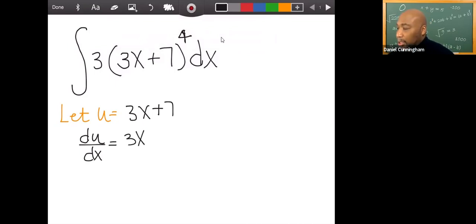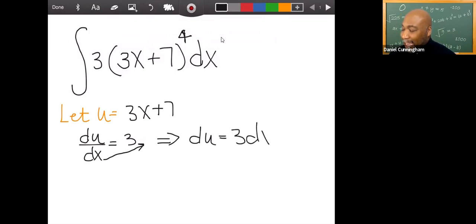Oops, not 3x. It'll just be 3. There we go. And then don't forget, just to find du, we'll just move that dx to the other side. This implies that du is equal to 3 dx. Okay, so that's what we've got to find in our original problem.